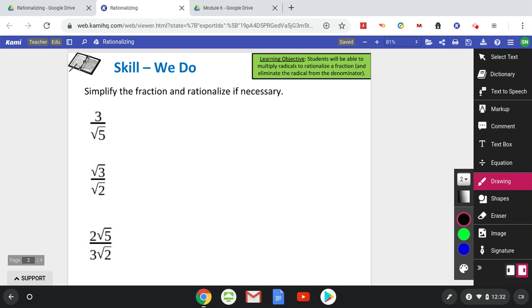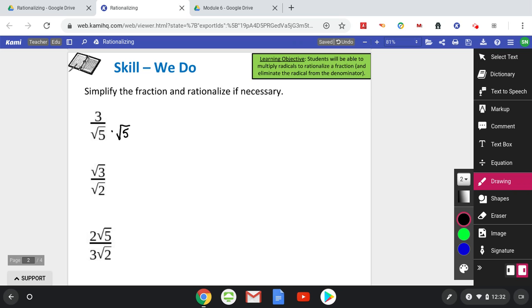we want to get rid of that radical in the denominator because we do not like having radicals in the denominator. If it's on the numerator, it's okay, but not in the denominator. So the first thing that you have to do is multiply the denominator, which in this case is square root of 5, by itself. So I'm going to be multiplying square root of 5 times square root of 5. And this is going to help us get rid of the radical at the bottom.